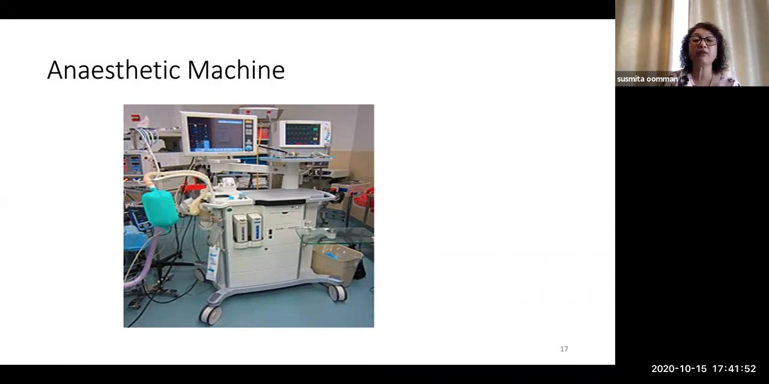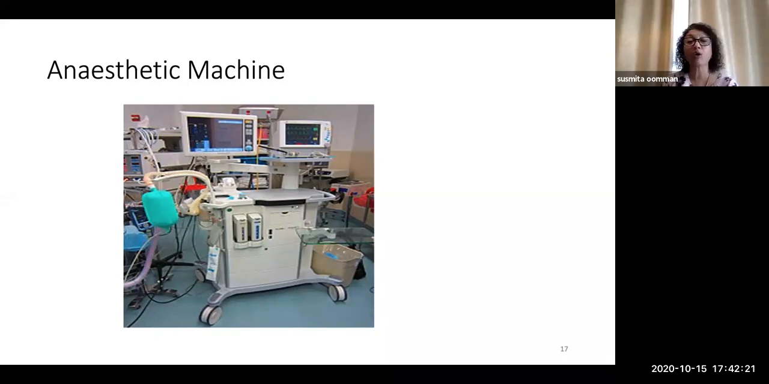As you can see, we have very fancy monitors over here, very fancy vaporizers, and you can see the green bag, that is the bag through which we ventilate our patients. But nowadays, from this bag, we change it into a ventilator, a spontaneous ventilator which will carry on. When I trained, we had to manually bag the patient and ventilate the patient.